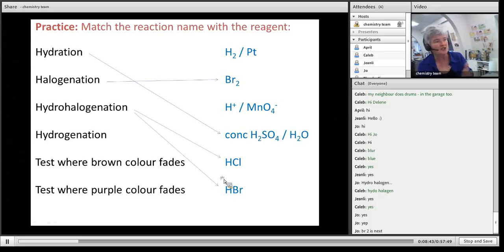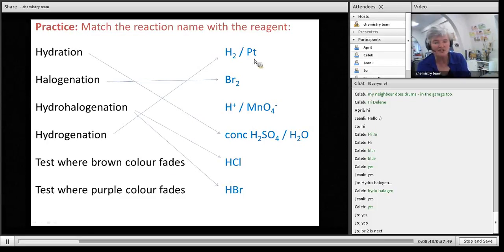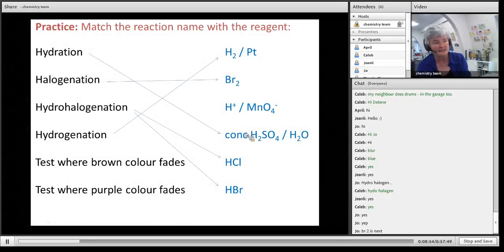Then hydrogenation, the platinum is the catalyst. Remember what I said, organic reactions are slow, so they need heating, and they often need catalysts. So that is acting as a catalyst, and that is acting as a catalyst as well. So that's why we have those things. And then, of course, the test where the brown color fades is the bromine, and where the purple color fades is the permanganate.